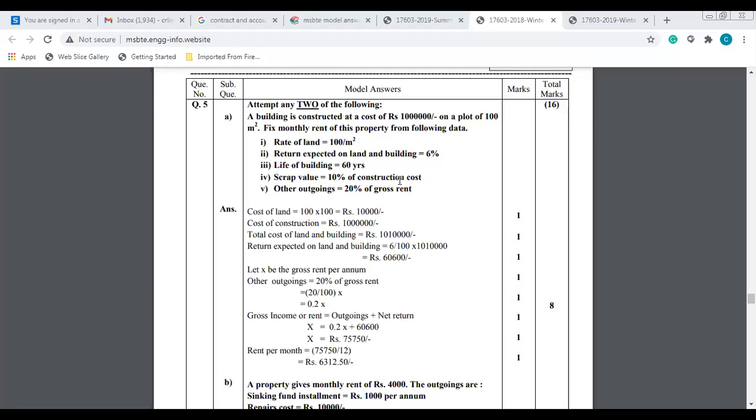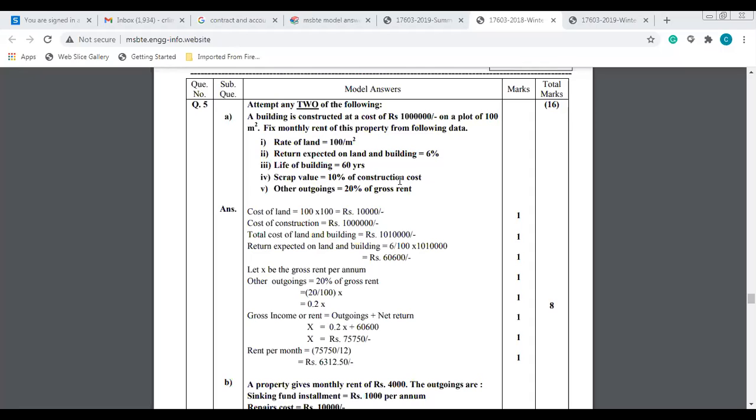A building is constructed at a cost of rupees 10 lakh on a plot of 100 meter square area. What is the area which has been given? 100 meter square. Fix the monthly rent of this property from the following data. So we have to fix the monthly rent for this particular property.